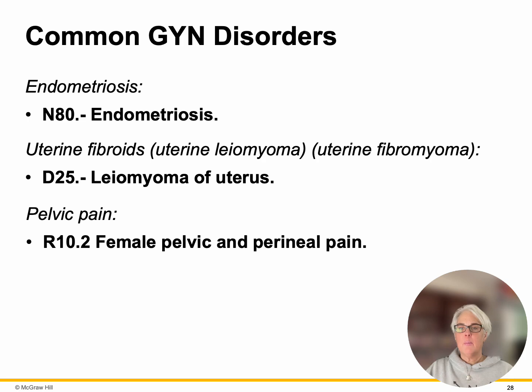Endometriosis involves endometrial tissue growing outside the uterus, and that falls under N80. Uterine fibroids or leiomyomas fall into the D25 category and are benign tumors of the uterine muscle. I may also see R10.2 used for pelvic and perineal pain when no more specific diagnosis is documented. Of course, the rule of thumb here is if the cause is known, code the cause. If not, stay at the symptom level.